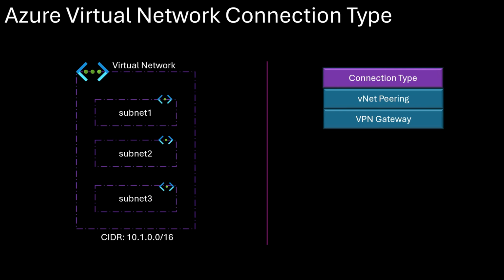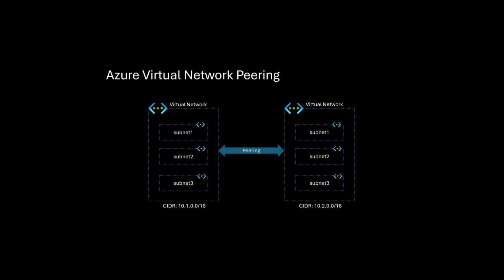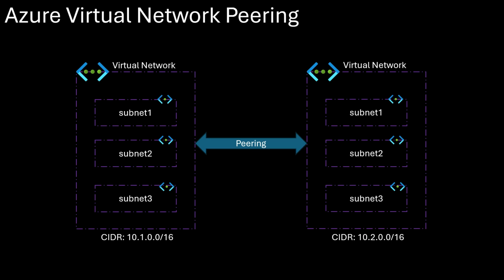There are fundamentally two types of connection type that you can use for the virtual network connection. They are virtual network peering and VPN gateway. Let's understand virtual network peering first.